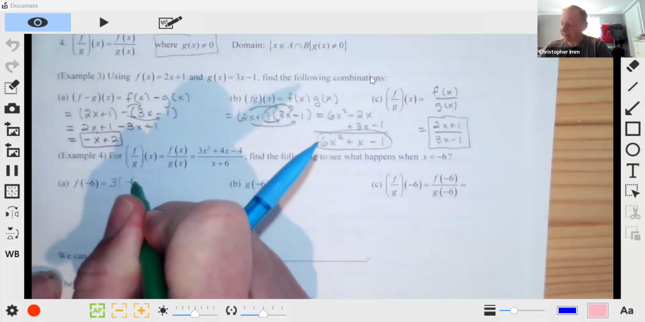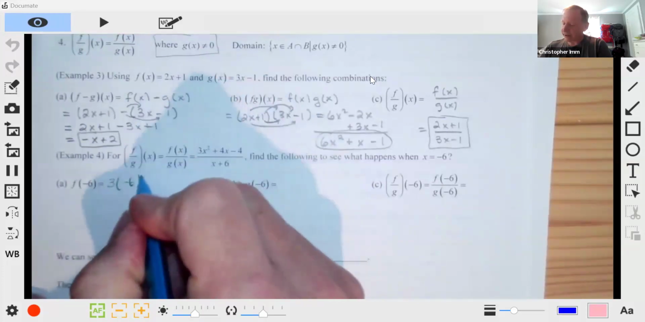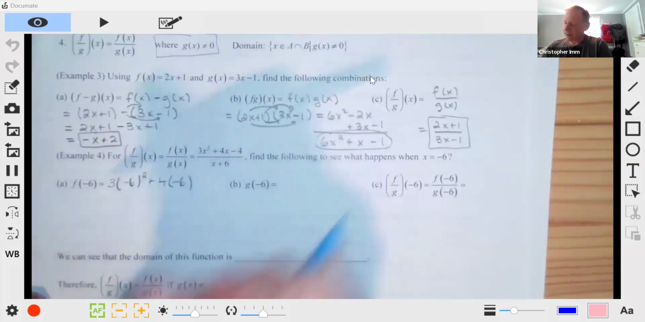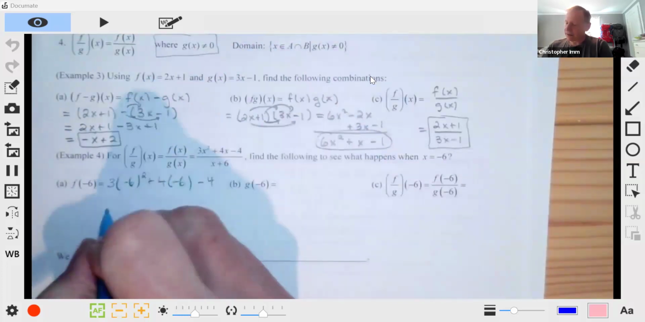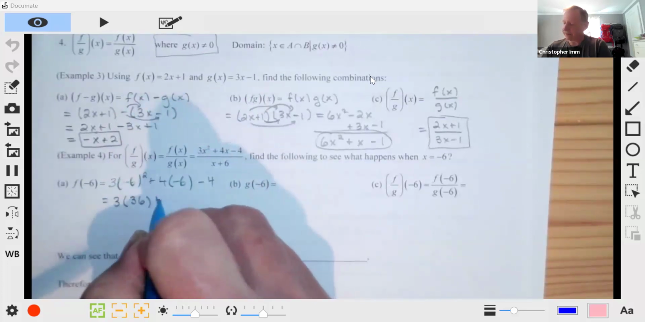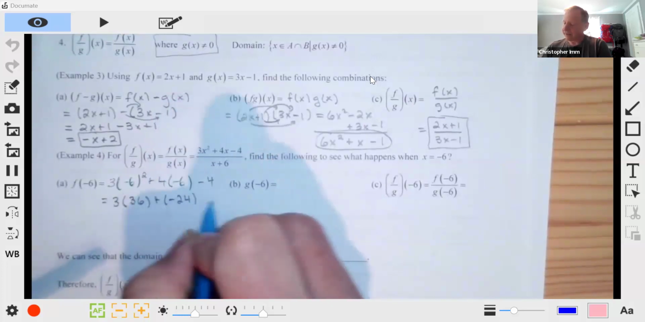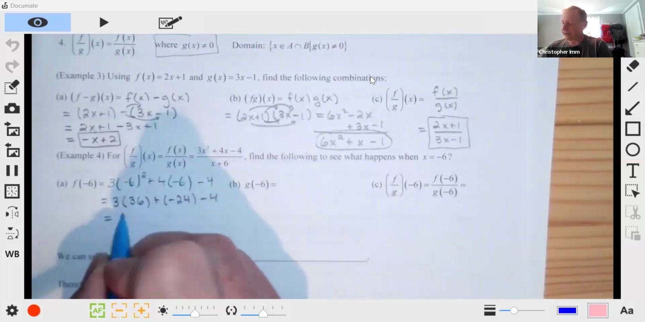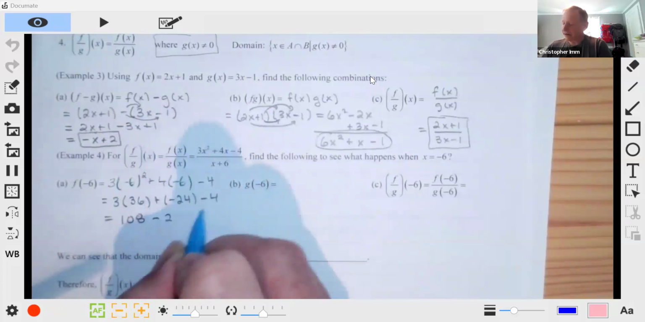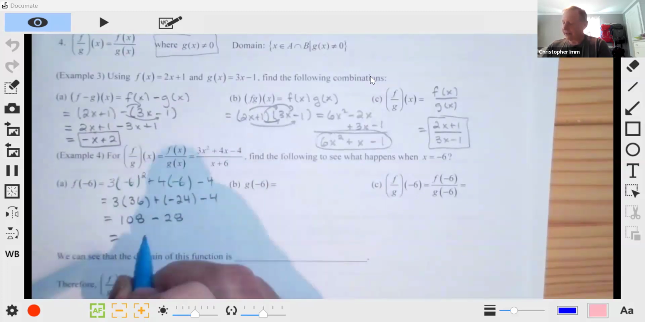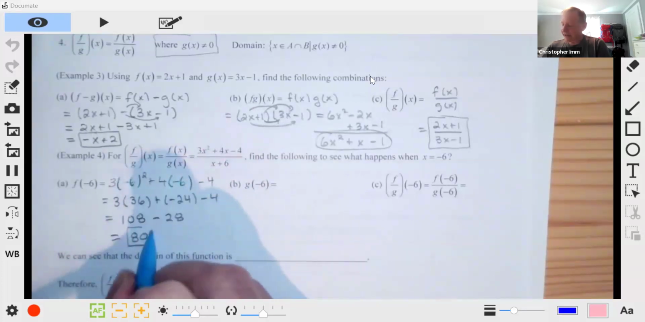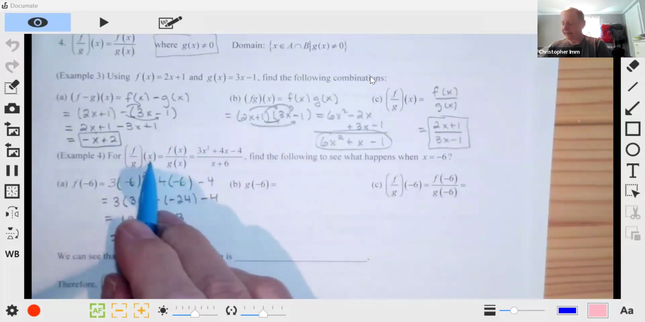So 3 times negative 6 squared plus 4 times negative 6 minus 4. I'll square negative 6. Negative 6 times negative 6 is 36. Minus 24 minus 4. I'll multiply those two together. I'll have 108 minus 24 minus 4. That's minus 28. That would give me plus 80. That's going to be my numerator here when I evaluate at negative 6.